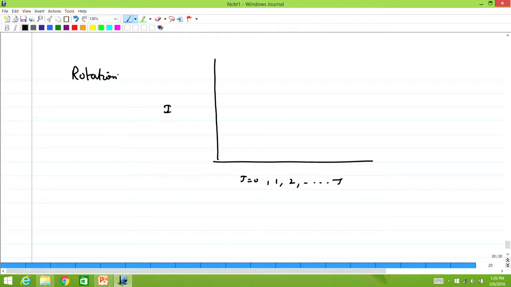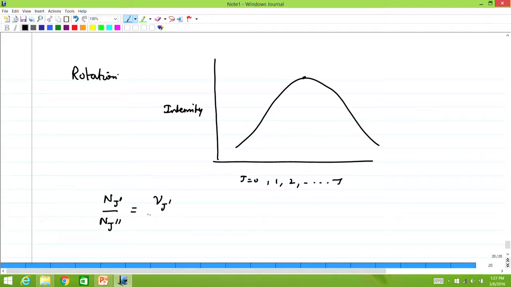And if you talk about the intensity here, the rotational line intensities increase, and there is a maximum. This we remember is due to the fact that N_J' divided by N_J'', let us write it as prime for the upper level, double prime for the lower level, is given as the degeneracy of J' over the degeneracy of J'', the ratio times exponential of minus delta E from J' to J'' divided by kBT.